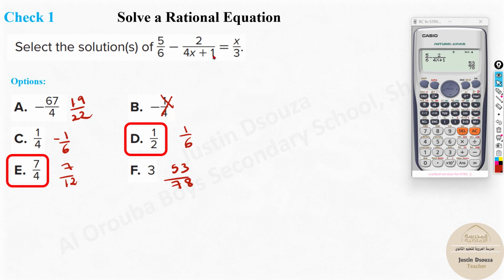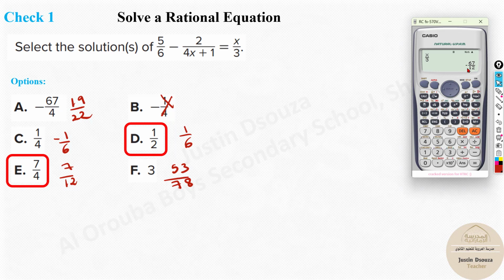Now this side is over. This is the bigger side. Now here you have just x by 3. So all you need to do is, you can type it out like alpha x by 3. So it should be x. And then calculate x at these values now. Let me calculate x at negative 67 divided by 4.